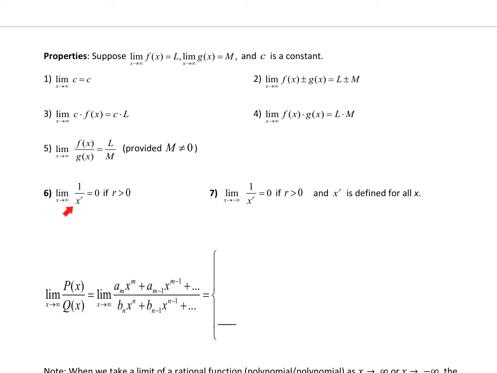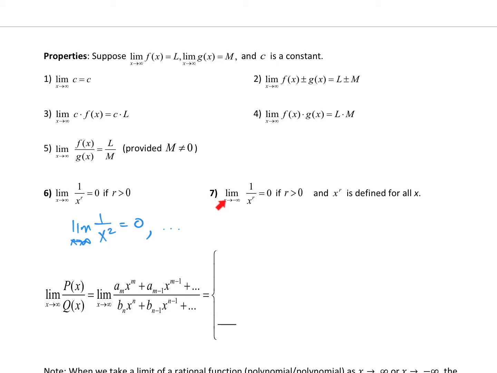Number 6, 1 over x to some power. So we looked at 1 over x. The limit was 0 as x goes to infinity. What if it was x squared or x to the 3rd power or x to the 4th power or whatever? Kind of the same thing. So for example, I can say the limit of 1 over x squared as x goes to infinity is also equal to 0, and so on and so forth.